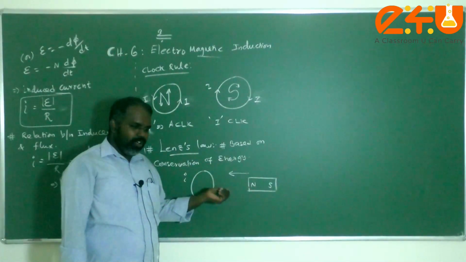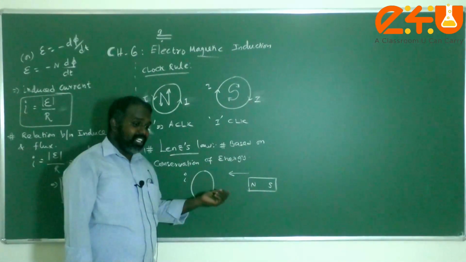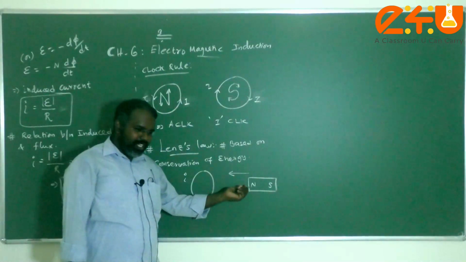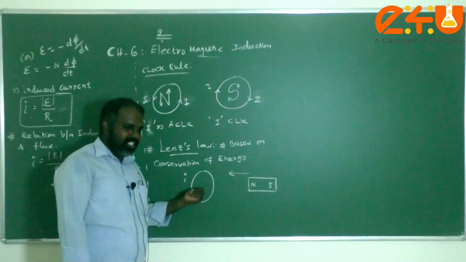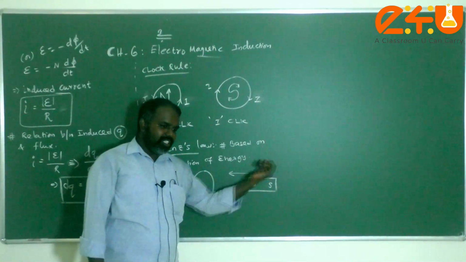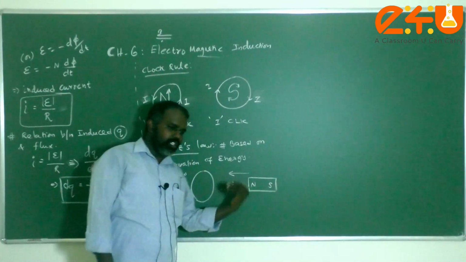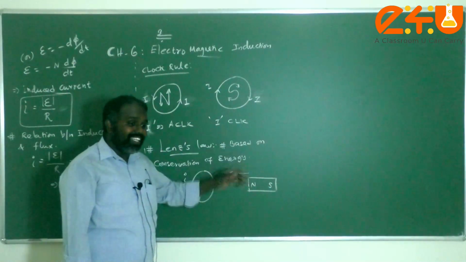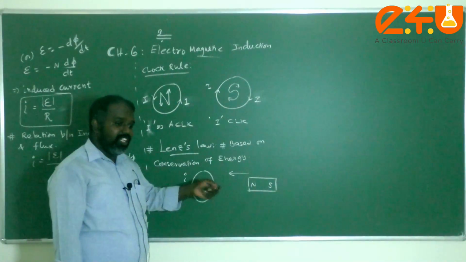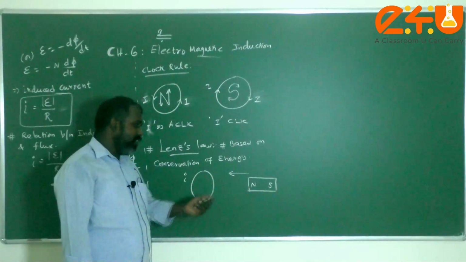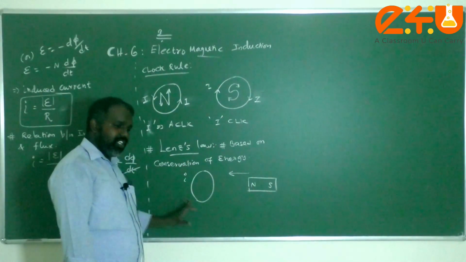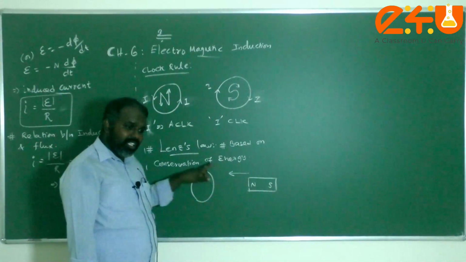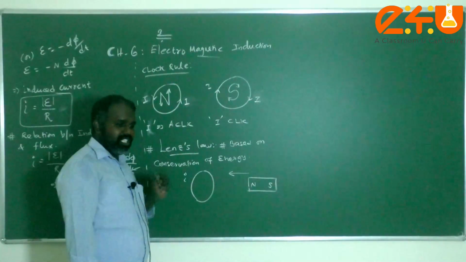Like poles repel and unlike poles attract. So if this coil acts as a south pole, then what will happen? There will be attraction of the magnet. That means there is no need of an external agency to push the magnet towards the coil. The magnet will move without any external work or external force. Due to the motion, the flux will change and electrical energy will be produced. That means without any mechanical energy, we are getting electrical energy in the system.